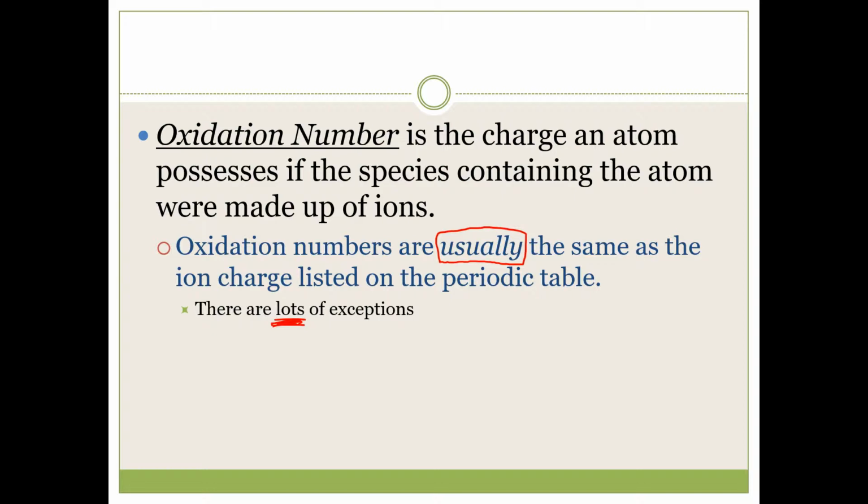So the oxidation number is just a way of displaying what the charge of an atom is when it is part of a compound. And again, usually it's the same as the ion charge on the periodic table, but not always. There are a few mostly true statements, though. What I mean by mostly true is that in the absence of any information, the following elements will always have the following oxidation numbers.